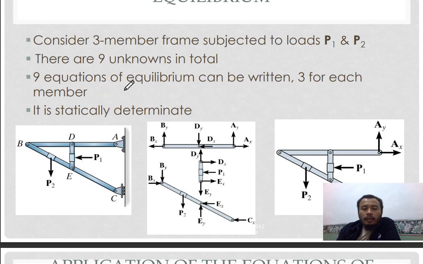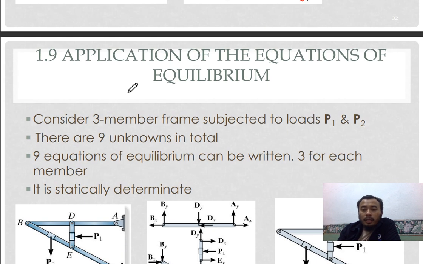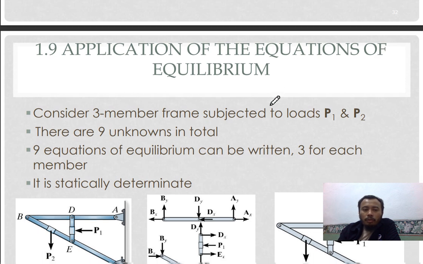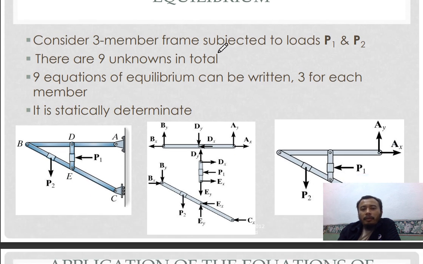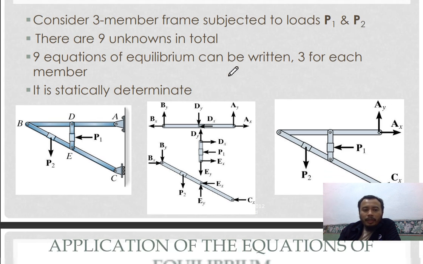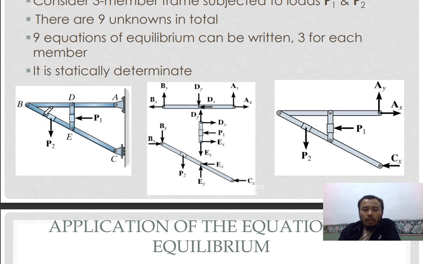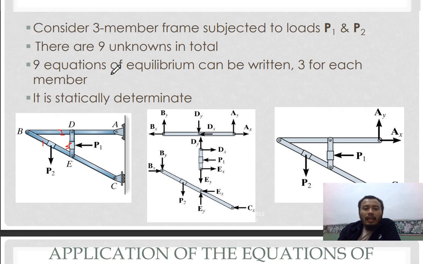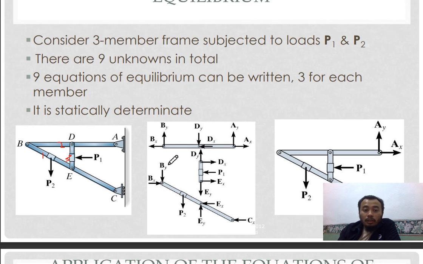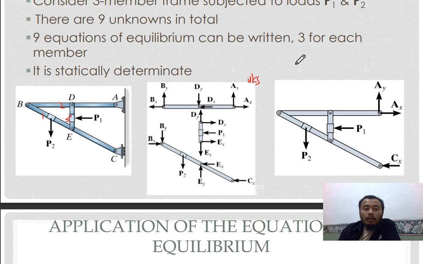And then the last topic on this chapter, application of equations of equilibrium. So consider a three-member frame subjected to loads P1, P2. So this three-member frame, 1, 2, 3. So there are 9 unknowns in total. 9 equations of equilibrium can be written for each of the members.